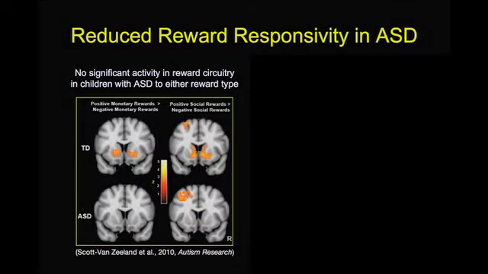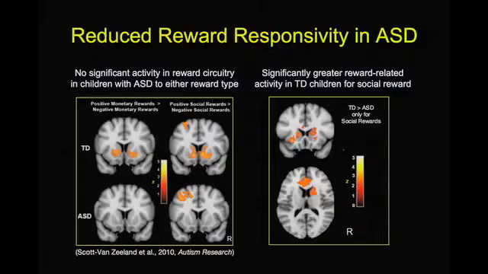Well, as you can see here, you see very strong activity in the typically developing subject for both types of reinforcer. And you don't see significant activity in the same ventral striatal region that I mentioned to you as being at the core of the reward circuitry in kids with autism.